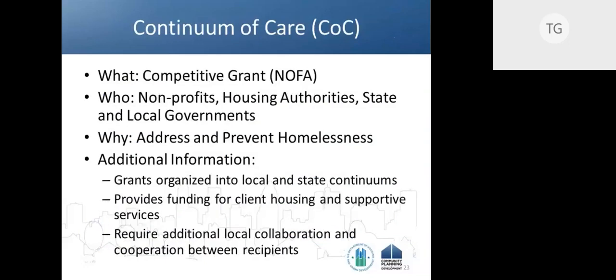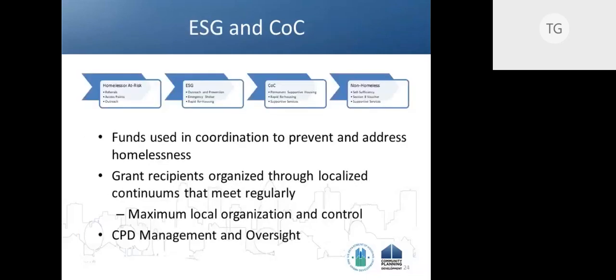Continuum of care grants, they are competitive. They are the competitive grants that I referred to earlier. They also address and prevent homelessness. They're organized into local and state continuums, which are basically governing bodies that provide housing and client support services. The ESG and COC funds are used in coordination generally and the COC works together to make that happen, to prevent and address homelessness.